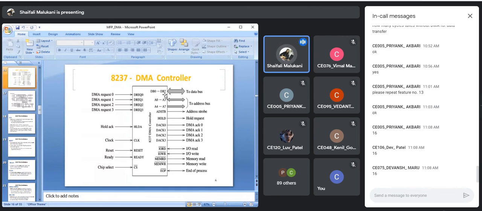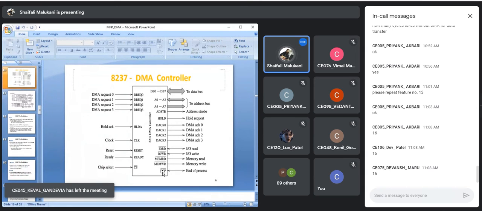And which lines are demultiplexed? D0 to D7 and A8 to A15 are multiplexed, and you have to demultiplex them. So what is the job of address strobe? It separates them out, same as ALE, namely A15 to A8 with D7 to D0. And these are the address lines which are directly connected to A0 to A7 of your 8086. So these signals should be clear to you now.